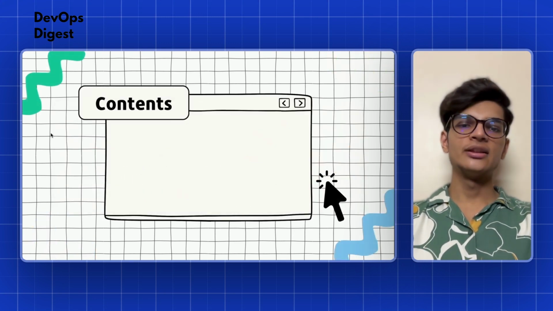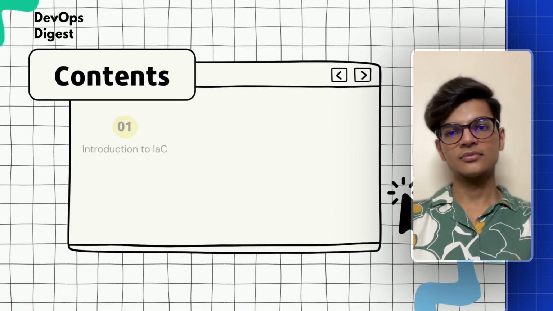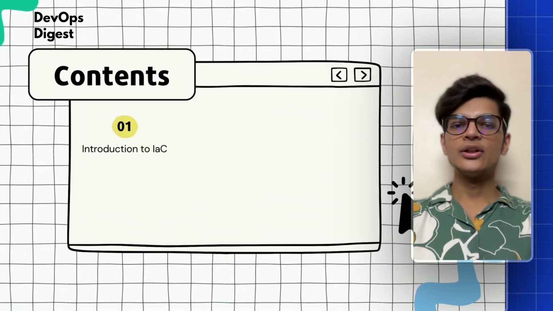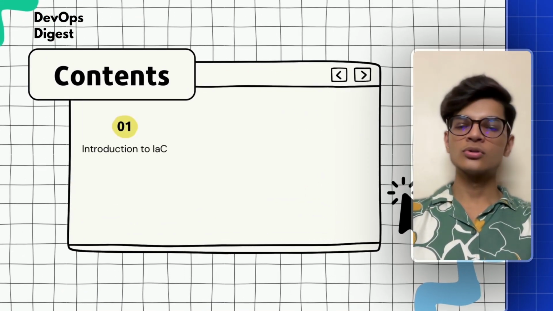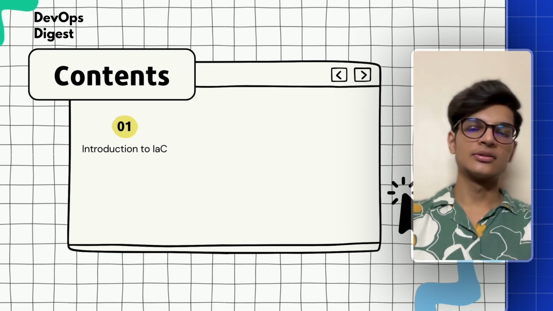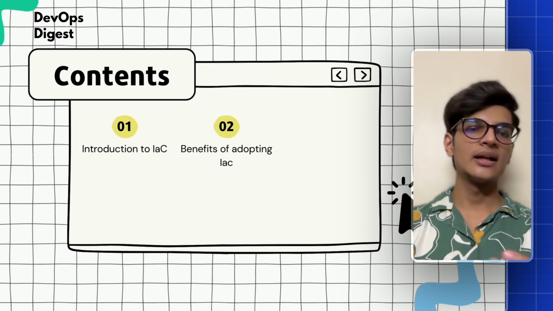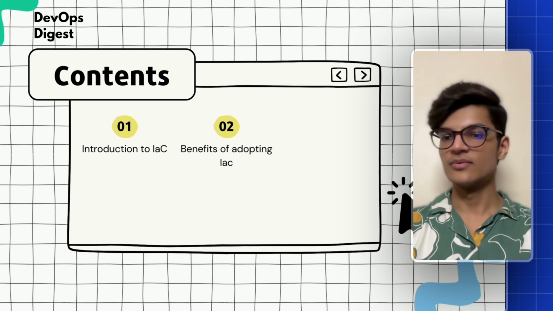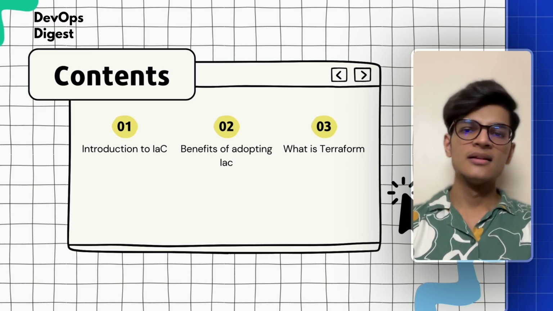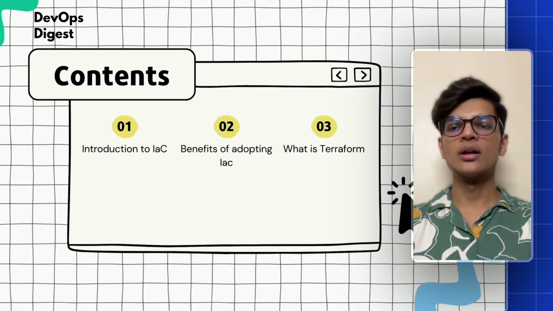Now before we dive in, let's take a quick look at our agenda. First, we'll introduce infrastructure as code, also known as IAC. What is it and why does it matter? Then we'll explore many benefits of adopting IAC for infrastructure management. Next, we'll shift gears and discuss Terraform, a popular IAC tool.